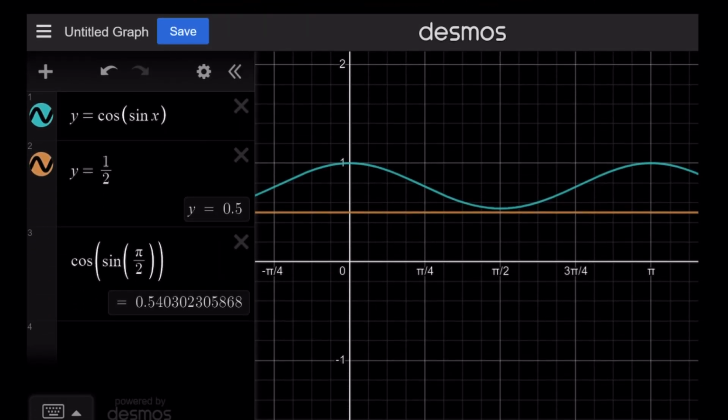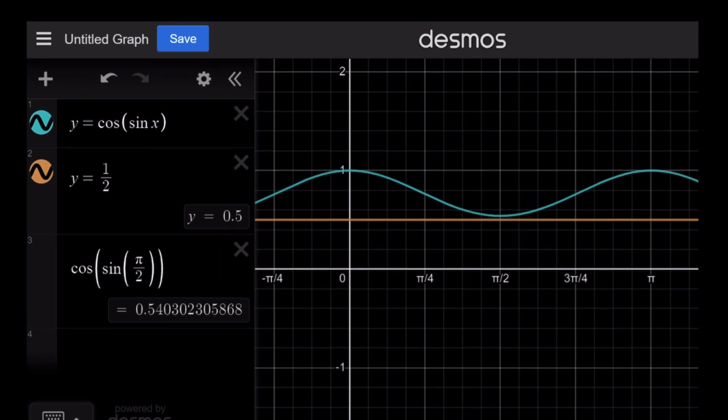So here's the graph that I wanted to show you. And if you look at these values at pi over 2, this is actually the value of cosine of 1. And what happens here is that we don't get any intersection points. Why? Because the minimum value of this function, which is cosine of sine pi over 2, which is the same thing as cosine of 1, by the way, is 0.54, and that is greater than 1/2. So there are no solutions to this interesting trigonometric equation.